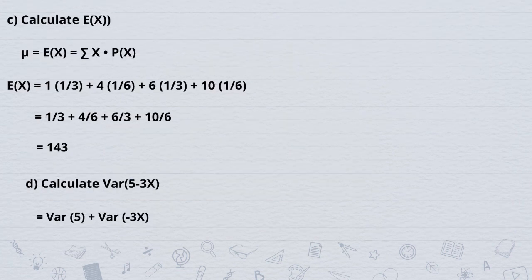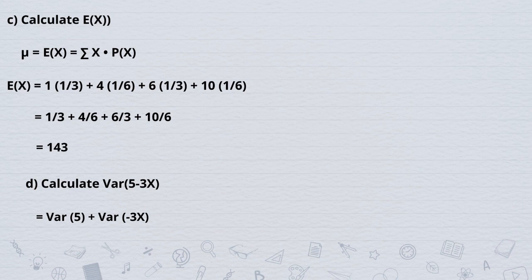C. Calculate expected x. Expected x, or mean. The formula is sigma x times probability. So expected x is 1 times 1 over 3 plus 4 times 1 over 6 plus 6 times 1 over 3 plus 10 times 1 over 6. So we get 14 over 3.